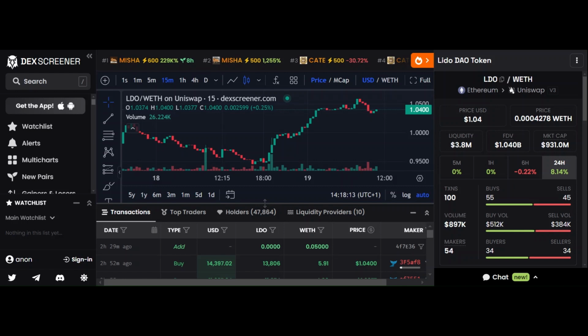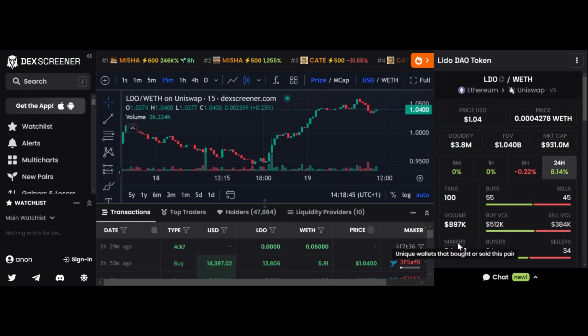Okay. Then this shows you sell volume, this shows you buy volume. These makers means unique wallets that bought or sold this pair. So these makers here is a combination of unique buyers and sellers. Now if you notice that if you add up the buyers and sellers, it's more than this value, right? It's more than this 54.